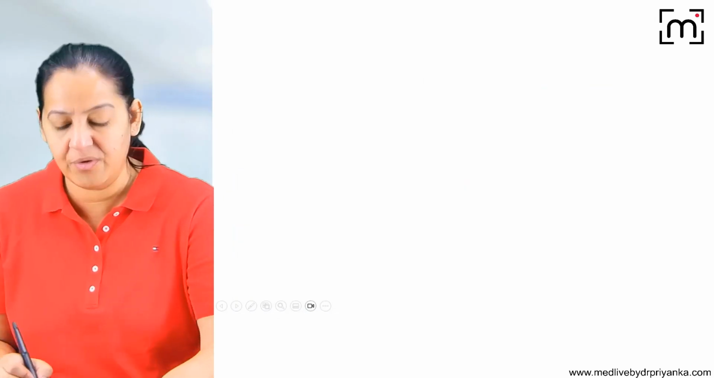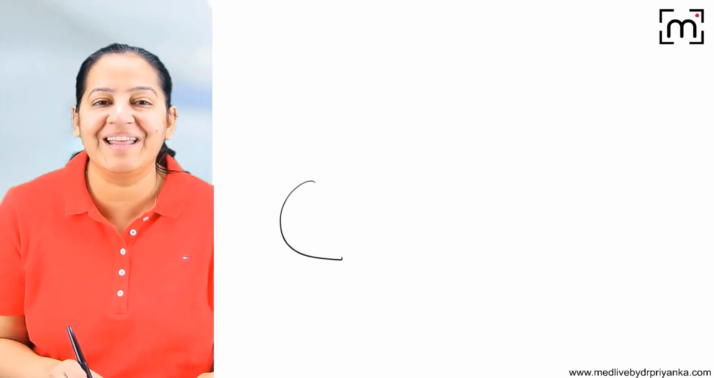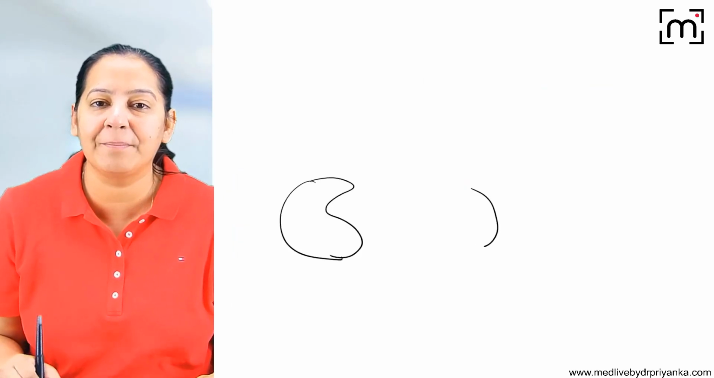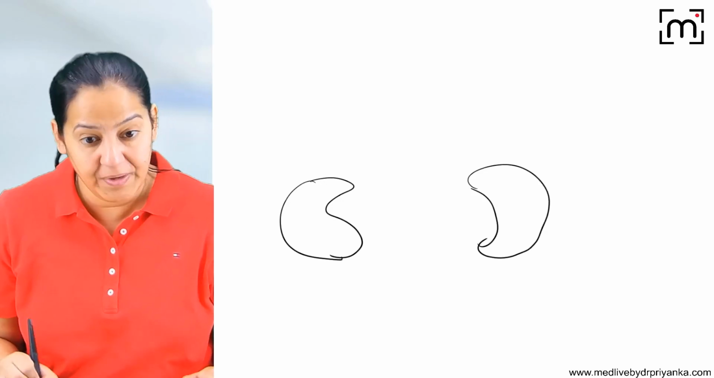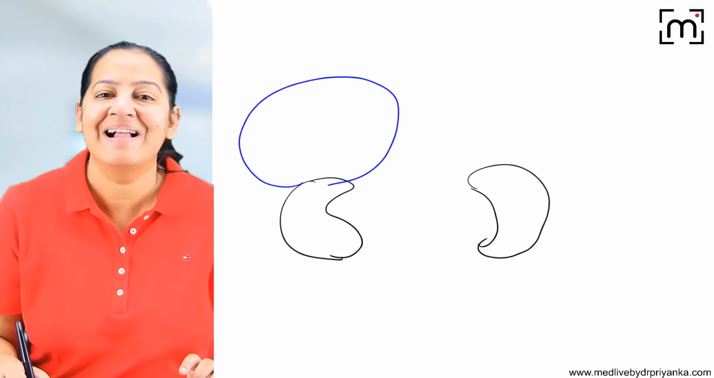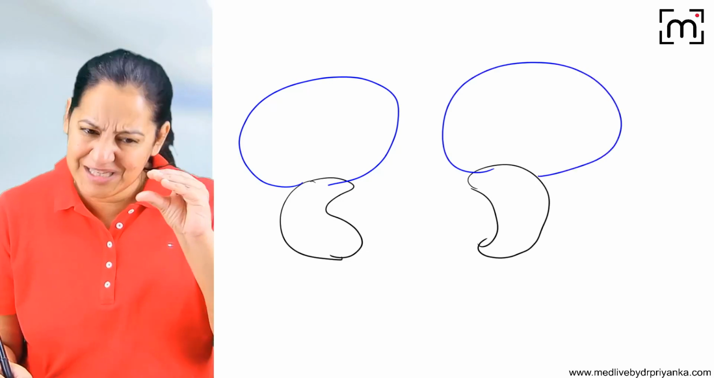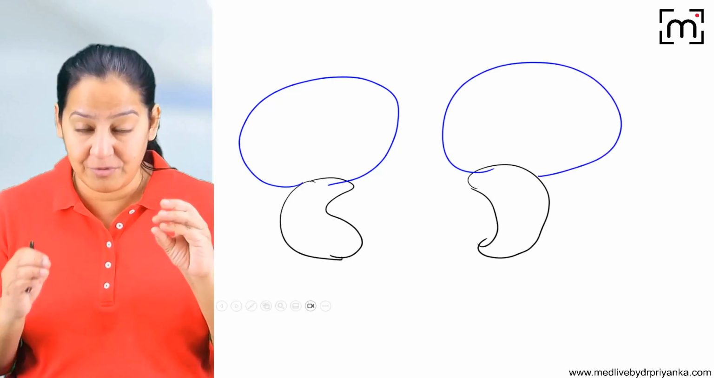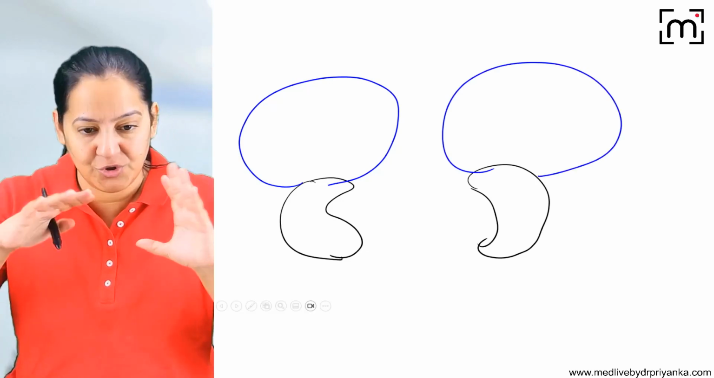So I will draw it for you. Let me draw a pair of kidneys for you. You can see here I'm drawing the pair of kidneys. At the superior pole of the kidney, we have a gland known as the adrenal gland. I'm drawing it large just to show you. It's a very small gland. I'm drawing it largely disproportionate to show you the parts.